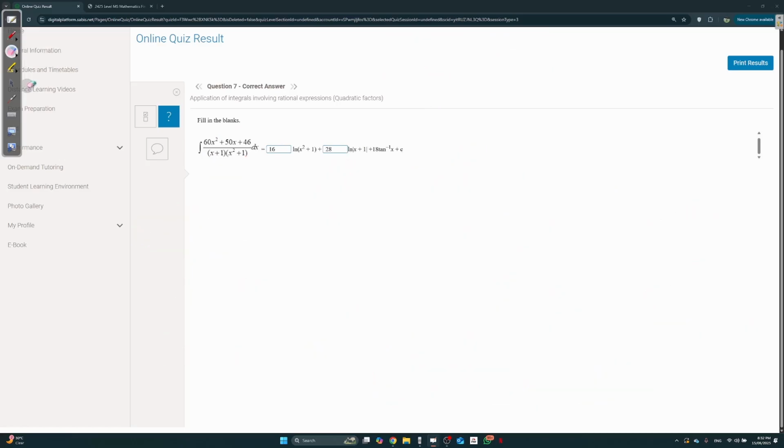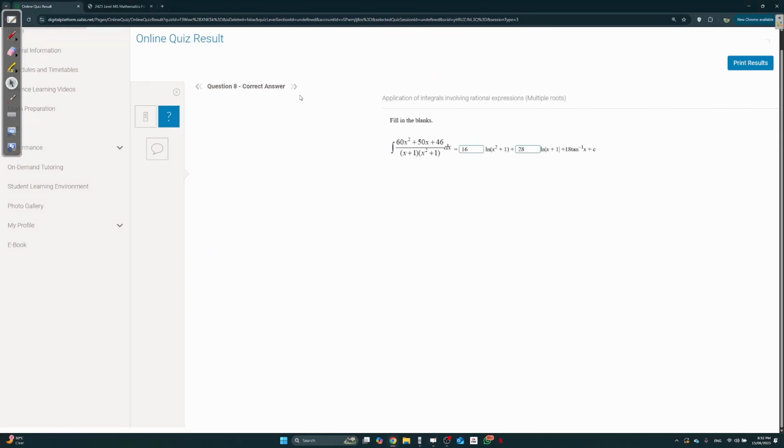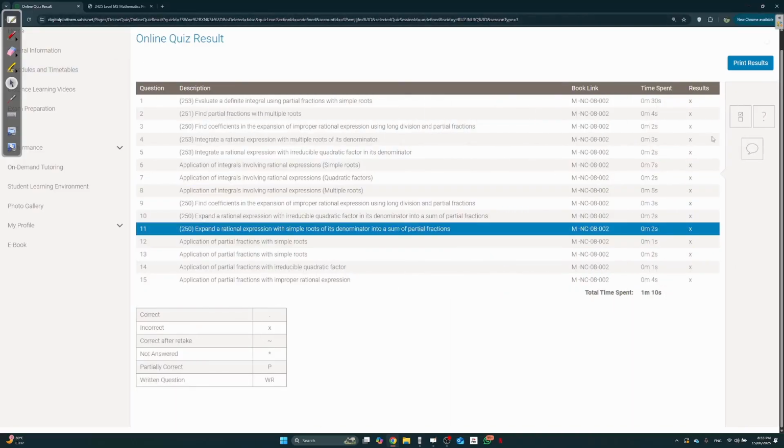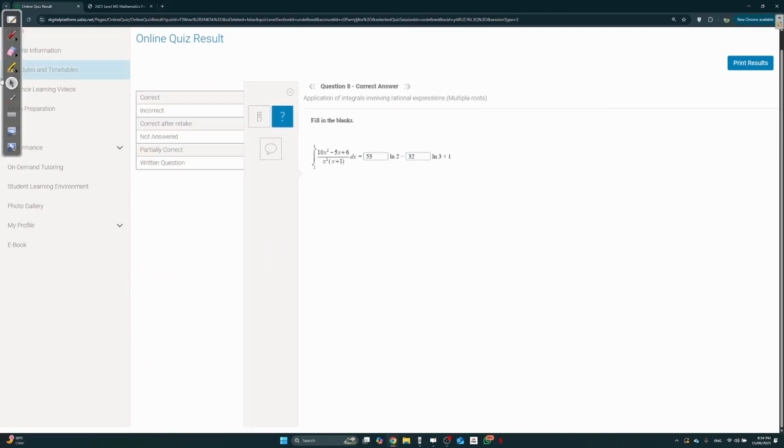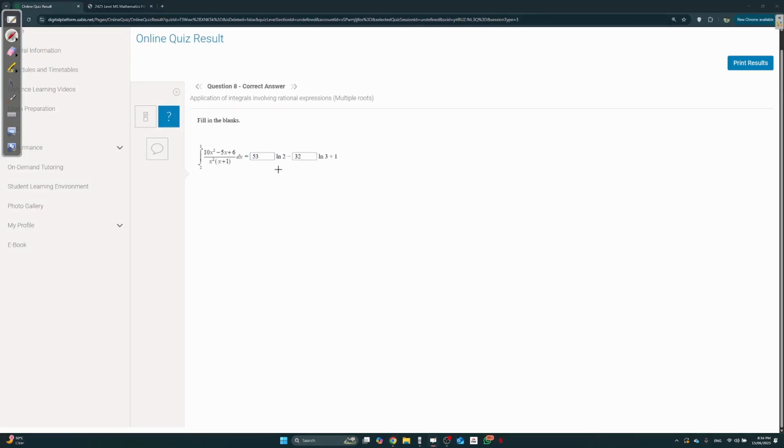Question 8. Okay, this is the last question that I'm going to be recording since we did everything else. Where did I go? 8. The integral of 10x squared minus 5x plus 6 over x squared times x plus 1. First thing we have to do is split into partial fractions because we have factors at the bottom. It's factored, right? So how do we split into partial fractions?